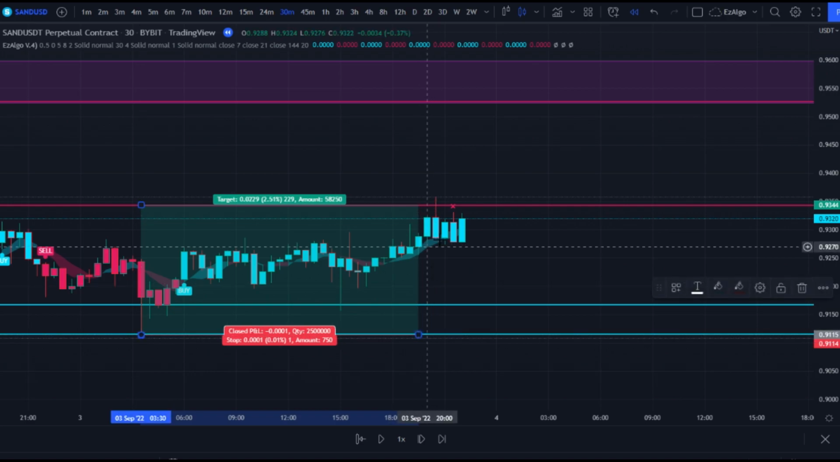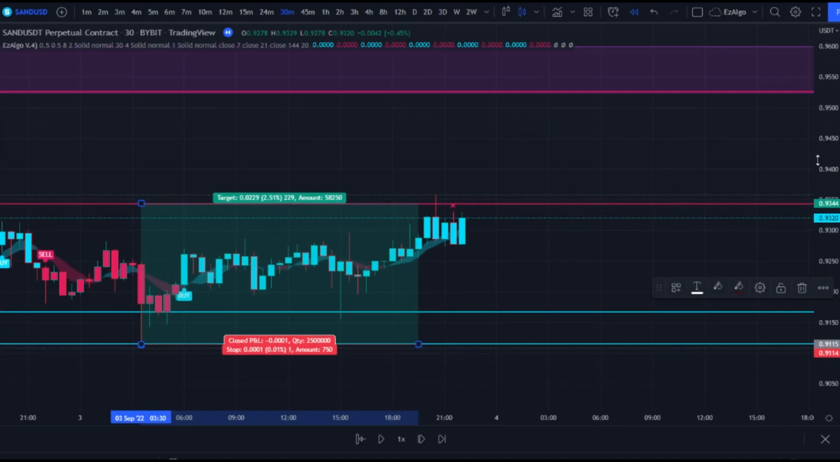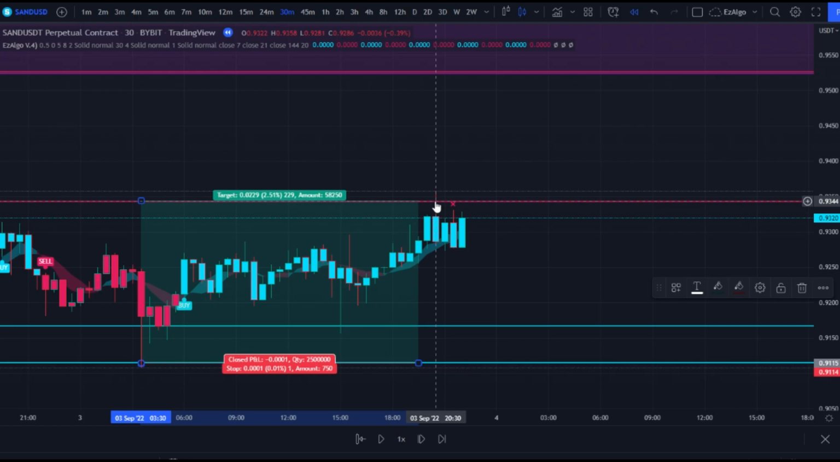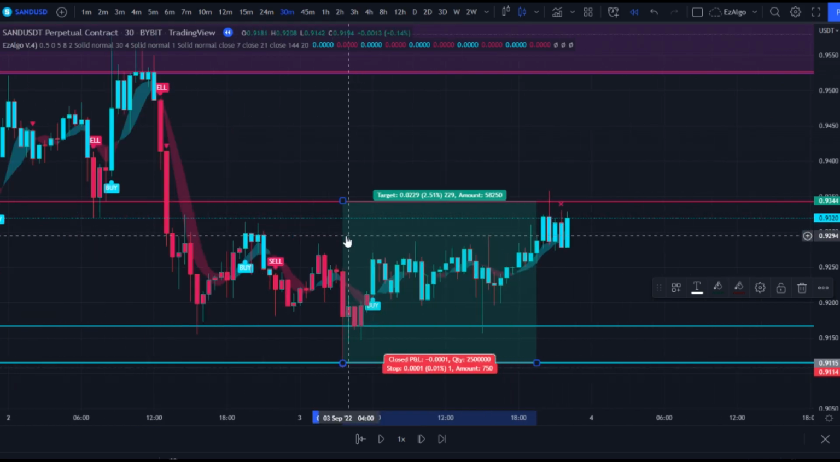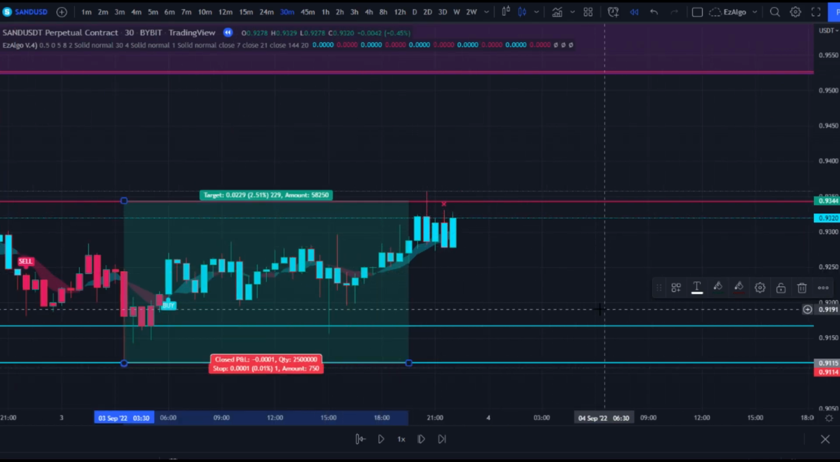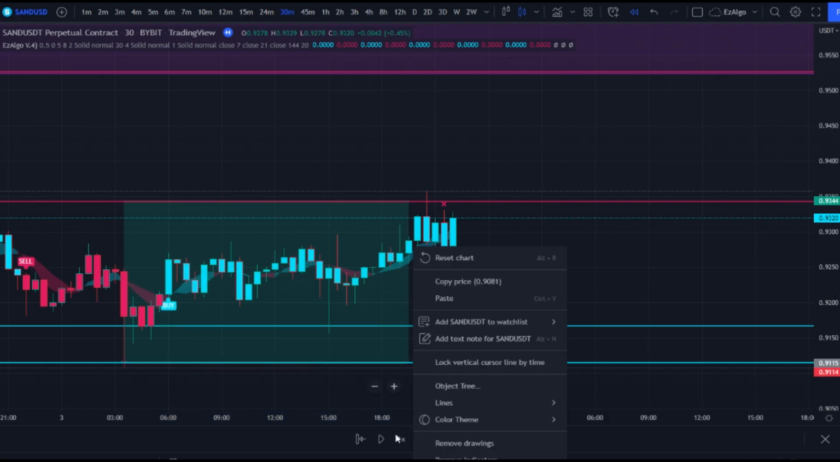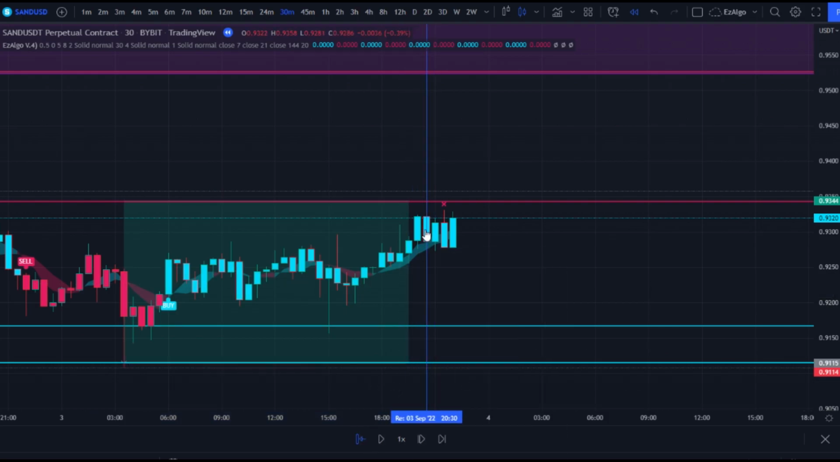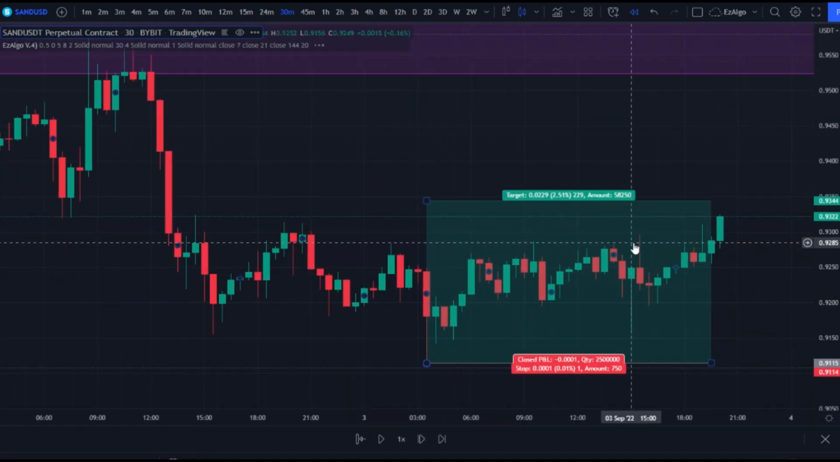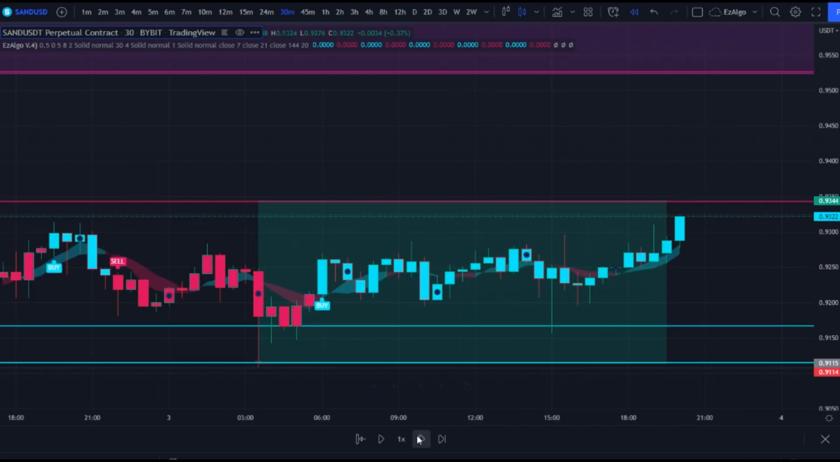And let me actually go back right here. This is another beautiful example of a swing failure of an EzAlgo level, right? It's not rocket science. You have all the resources. EzAlgo will provide these levels for you. It's not that difficult. Let me go back on replay. How do I do this? All right, so right here, right? This is where we get that swing failure pattern, right?